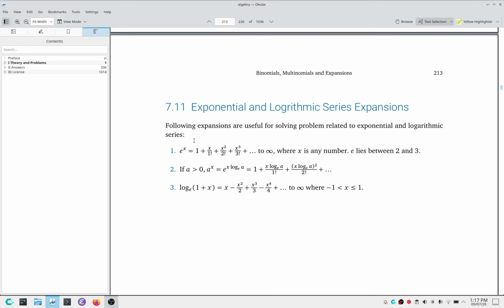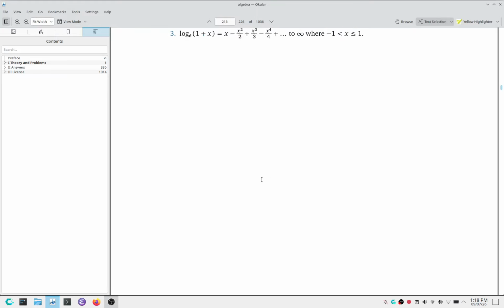If a greater than 0, a to the power x is equal to e raised to the power x times log of a with base e, which is equal to 1 plus x log of a with base e upon 1 factorial plus x log of a with base e whole square upon 2 factorial and so on. And log formula we have already seen, log of 1 plus x with base e is equal to x minus x square upon 2 plus x cube upon 3 minus x4 upon 4 and so on up to infinity, where x lies between minus 1 and 1.